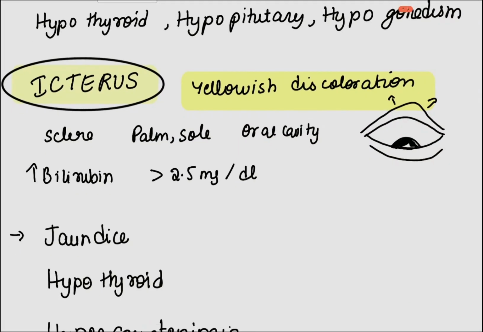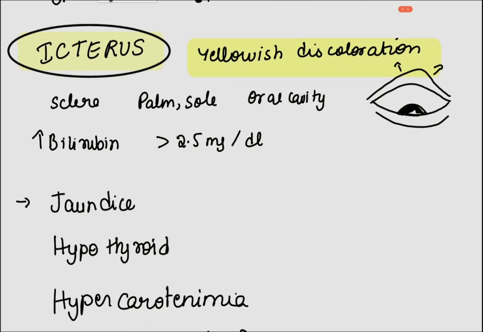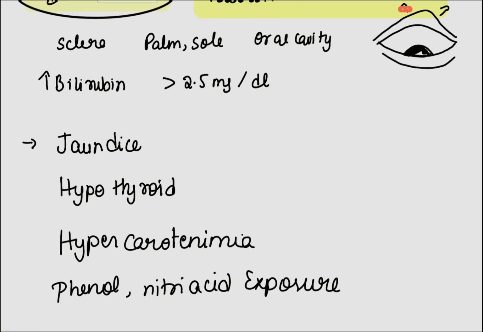Next, we have icterus. In icterus, we see yellowish discoloration of skin and mucous membrane. The sites which we look at are sclera, palm, sole, oral cavity. There is increased bilirubin, more than 2.5 mg per dl, and this is seen in jaundice, hypothyroidism. Jaundice is the first answer which you should know when they ask causes of icterus. Then again hypothyroidism, hypercarotinemia, phenol, nitric acid exposure.